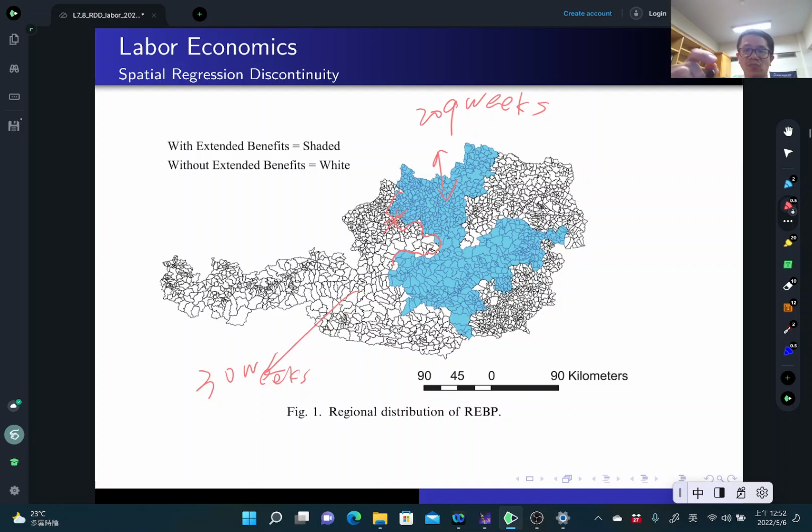The only difference is that one lives in the blue area and one lives in the white area, and they can receive very different unemployment insurance benefits. One is 200, one is 30. And we can just compare the workers who live very close to the border, to see the effect of extending UI benefits on their labor market outcomes.